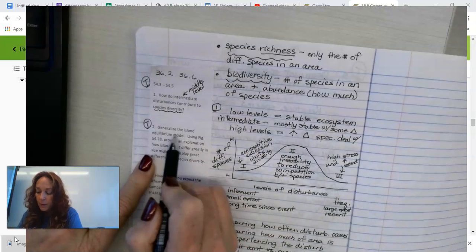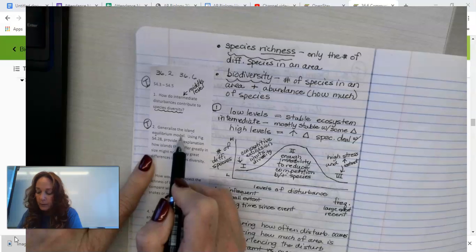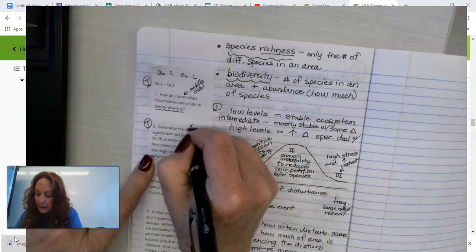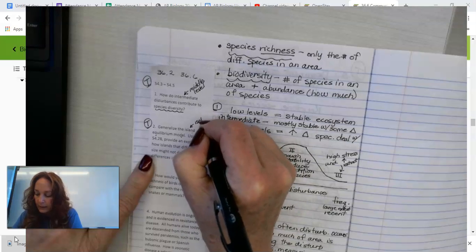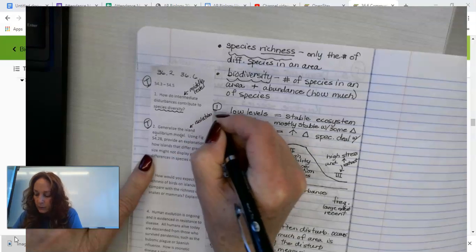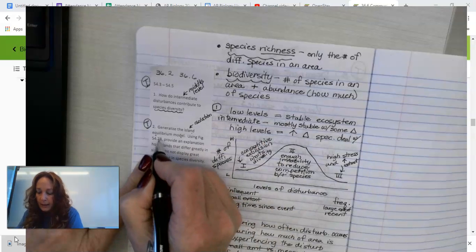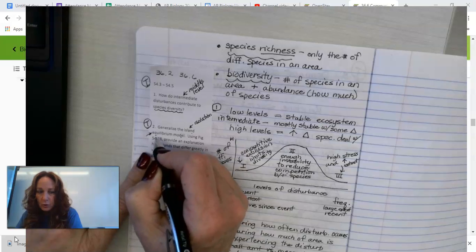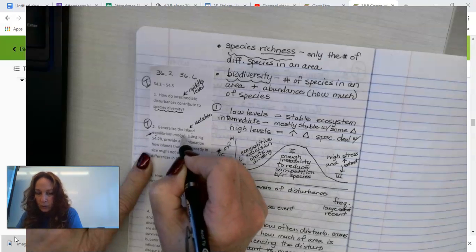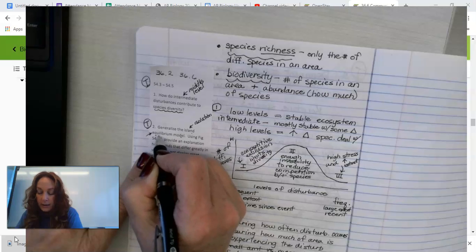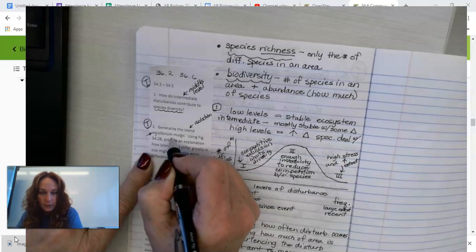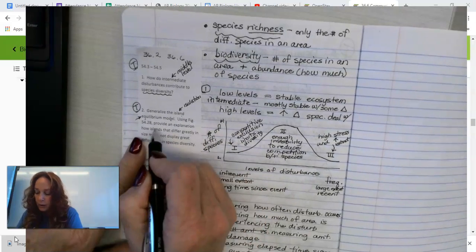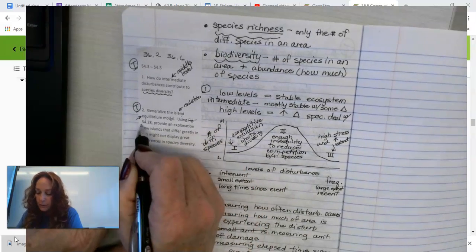So talk about the island equilibrium model. So we need to break that down. Island, when you see anything island, think about isolation because it's going to be off by itself. Equilibrium means that you're going to come back to a set level. So how is this going to establish equilibrium? How is it going to come back to a set level? And we're not going to use this figure because I'm going to draw it.